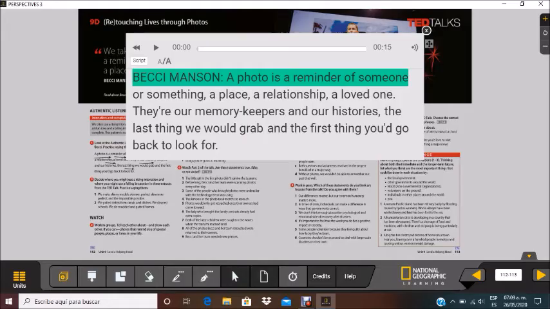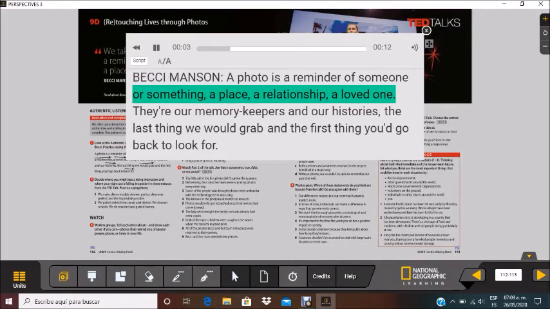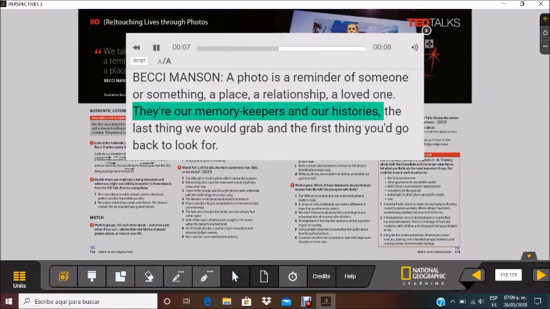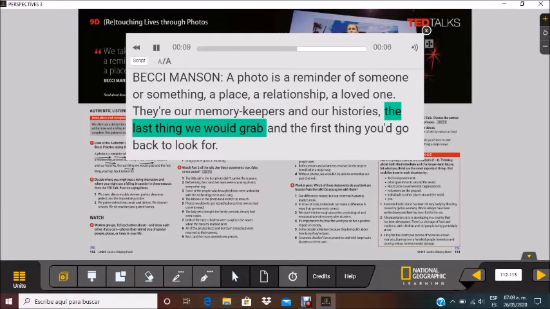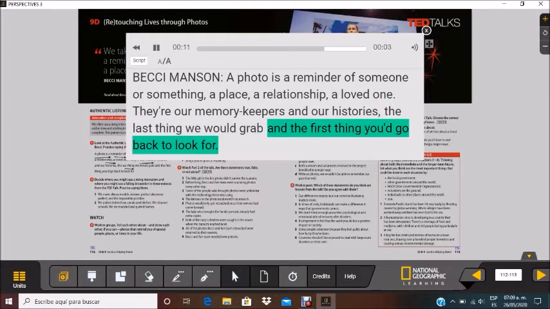The photo is a reminder of someone or something, a place, a relationship, a loved one. They are memory keepers in our histories, the last thing we would grab and the first thing you'd go back to look for.